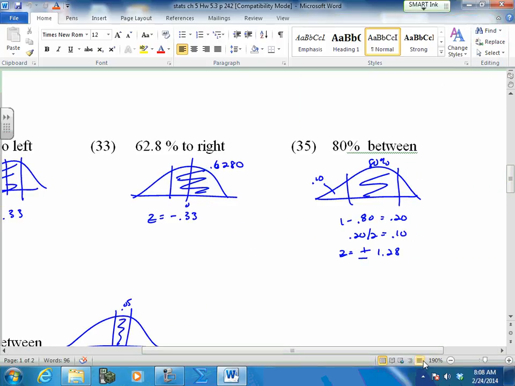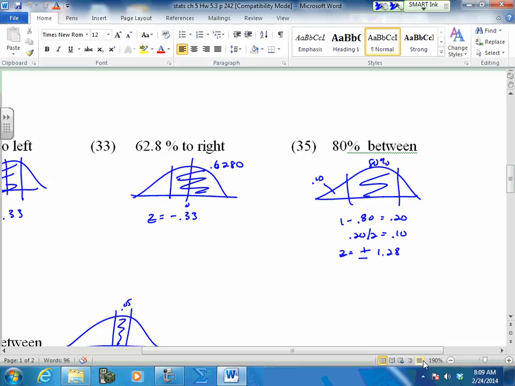Here's what we did the other day with the area in between. The area in between is 80%. It leaves 20% left over. So like the other one, I only need to look up one side. If this total is 20%, half of it is 10. So just look up the 10.